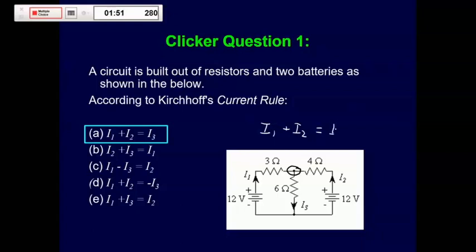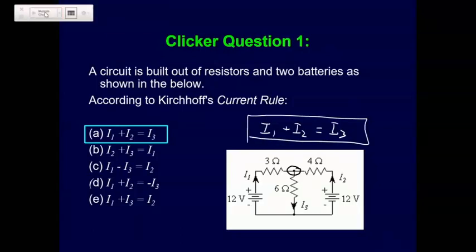Again, this totally depends on how you pick the currents. Everyone could do this differently, but according to the picture we have, that would be correct. Questions on this one? And once again, if you do it differently, it just means one of us would get a negative sign for our current later on.